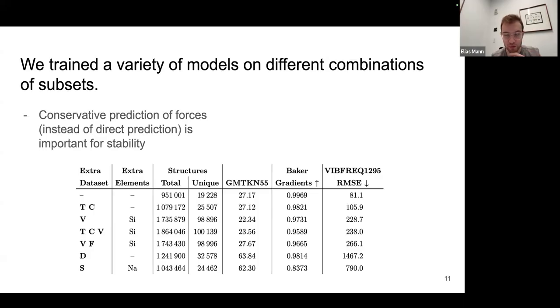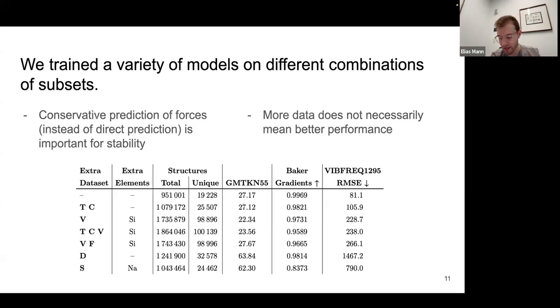Gradients are really easy to predict with neural networks, but this is obviously slower than predicting directly. But we found this was super important to have good stability. Another thing we found is that more data does not necessarily mean better performance. Just because all of our structures were at a high level of theory, increasing the size of our data set didn't actually yield better results.